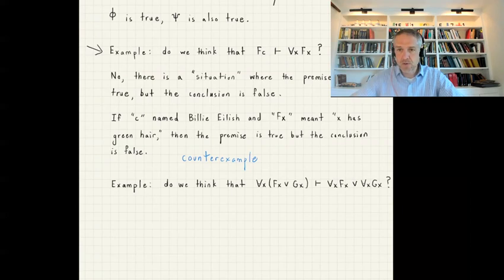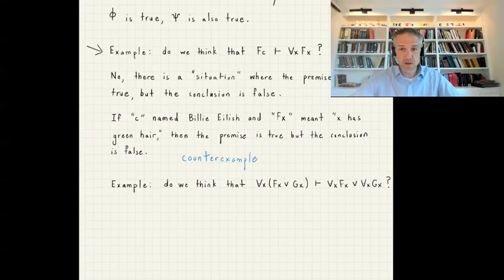Do you think that we could prove from the premise, for all x, (Fx or Gx), the conclusion, for all x Fx or for all x Gx? Should that be provable? If you tried to prove it, I promise you, I don't want you to waste your time on futile exercises, but you could pause this lecture now and try to prove that and see how you run into trouble. I promise you will run into trouble, because it is not provable.